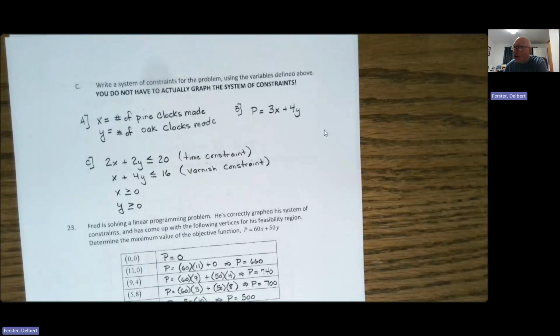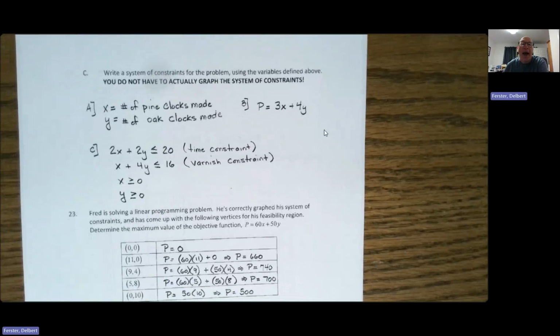And then we'll take a look at part C in context as we get ready to go. Part A asks us to represent our variables. I've chosen to let X represent the number of pine clocks that are made, and in turn Y to represent the number of oak clocks that are made. You really do have choice there. One isn't necessarily better than the other, but you must clearly represent which of your variables represents the amount of which kind of clock.